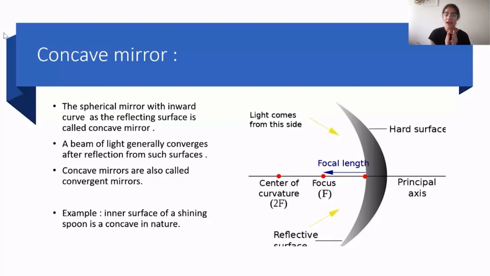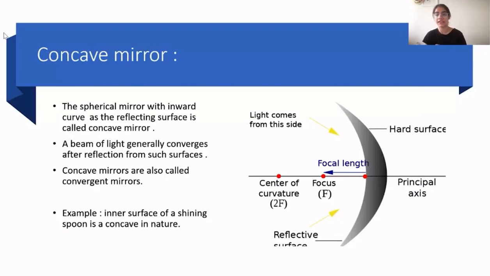And spherical mirrors are reflecting surfaces of a mirror, either bent inwards or bent outwards. Now, a concave mirror is a spherical mirror with the inward curve acting as the reflecting surface. This will be a concave mirror. If you see the diagram on the right hand side, the place where it is mentioned that light comes from this side, that side will act as a reflective surface. So the inward side of a concave mirror is the reflecting surface.